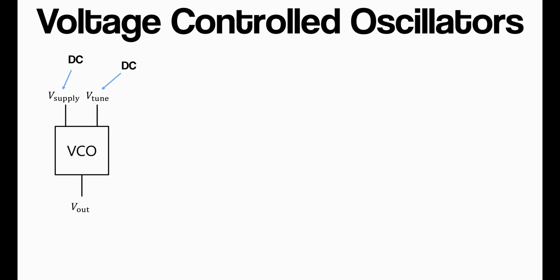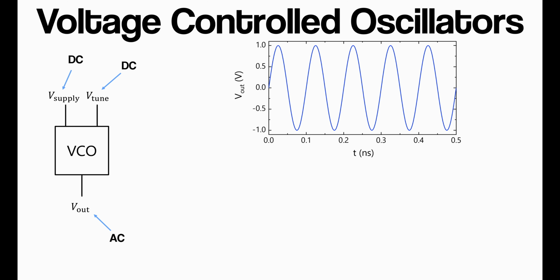Both the supply voltage and the tuning voltage are DC. The supply voltage is absolutely DC and you don't really ever change it. The tuning voltage you may want to adjust as a function of time as you carry out the measurement, but generally you can still consider it DC, because for the majority of the time the input voltage is going to be constant. And the output voltage is going to be some oscillatory signal. You can picture it as being some sort of sine wave, and in our case the frequency is around 8 to 9 gigahertz.